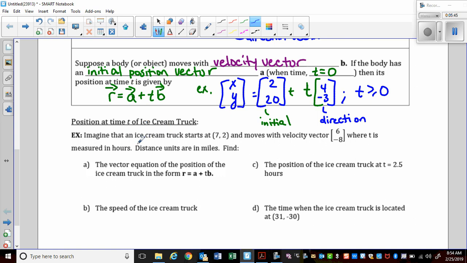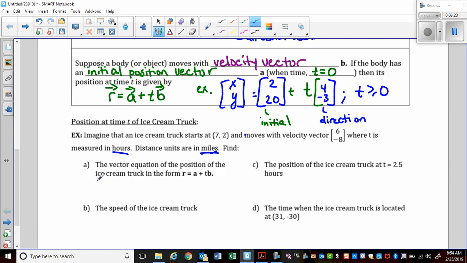Position at time t of the ice cream truck. Imagine that an ice cream truck starts at (7, 2) and moves with the velocity vector <6, -8>, where t is measured in hours. Distance units are in miles. Okay, we're in miles, good. So hours and miles. Find the vector equation of the position of the ice cream truck in the form r equals the initial plus the time times the direction vector. So we kind of already did this, but we have this new information.